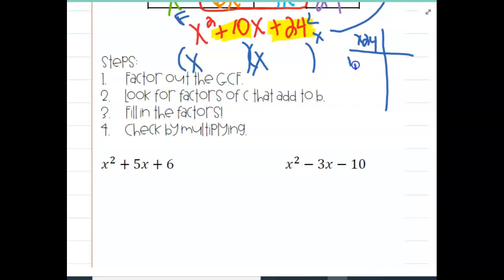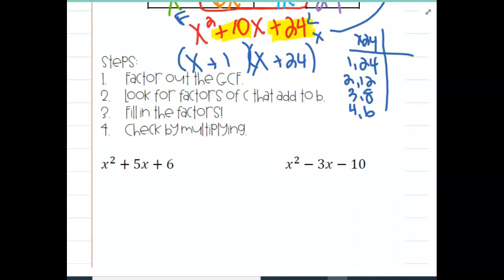You could do 1 times 24. You could do 2 times 12. You could do 3 times 8. You could do 4 times 6, and then it would cycle back around, right? These are all of the things that you can multiply to give you 24. Okay? Here's the thing, and don't write this down, but if I did 1 and 24, if I did x plus 1 and x plus 24, 1 times 24, that'd give me 24.